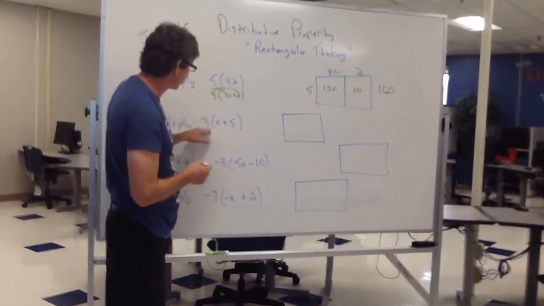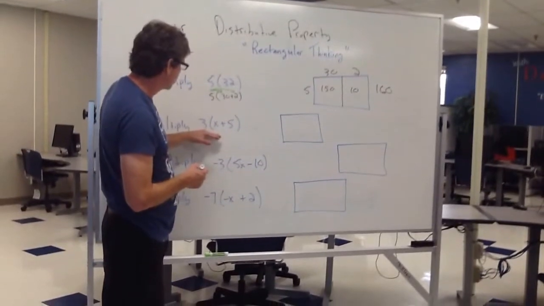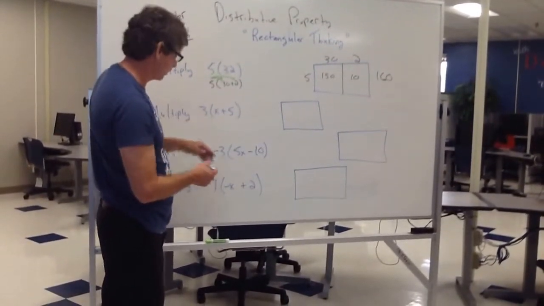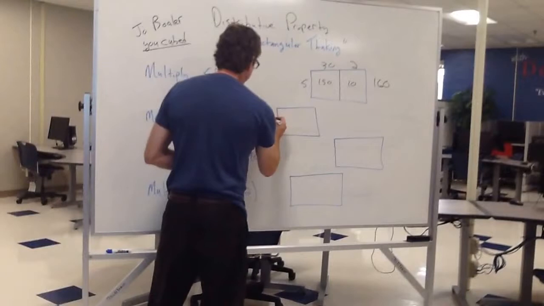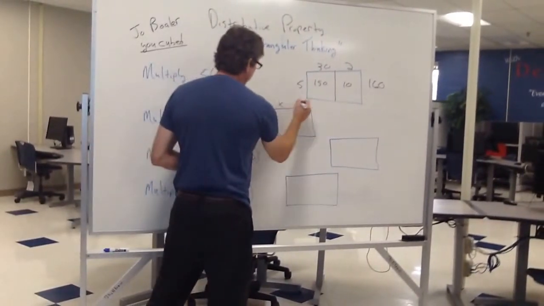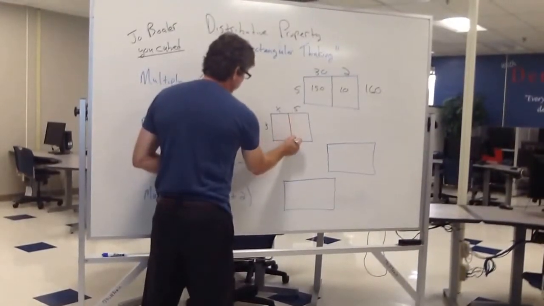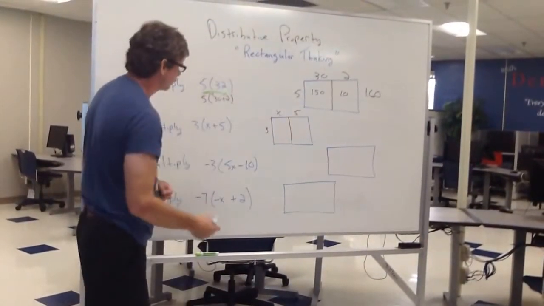So look at this problem. I got 3 times x plus 5. When I see something like this, this tells me that I can use rectangular thinking. The outside edge is going to be a 3, and then this runs across the top edge for me, an x and a 5. And then I can decompose it into 2 rectangles.